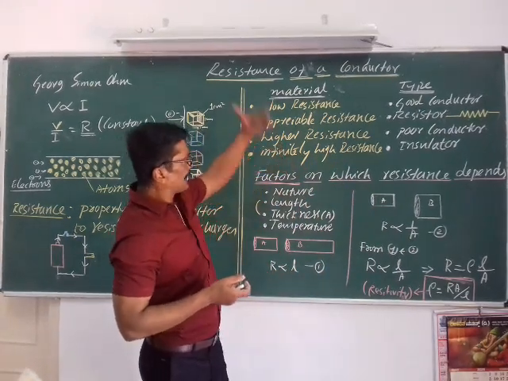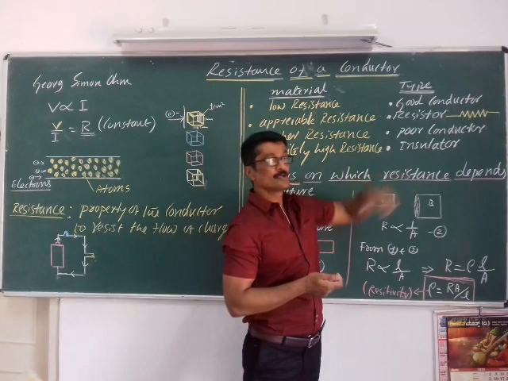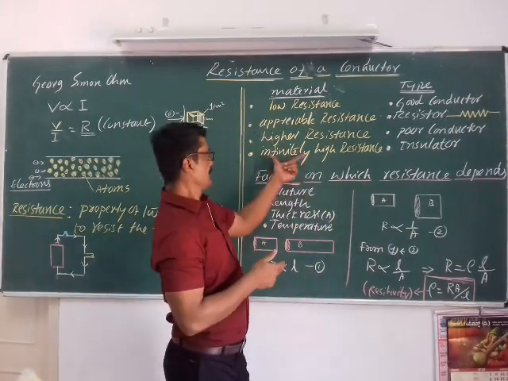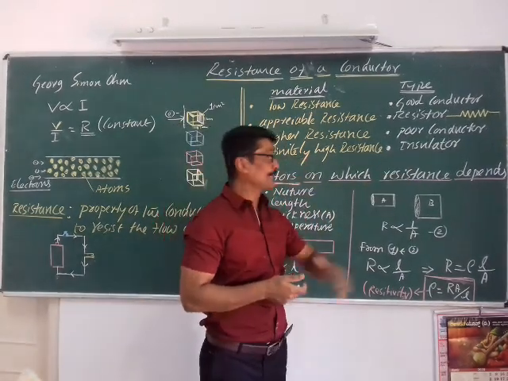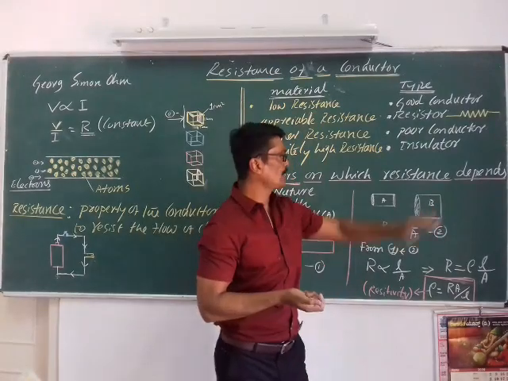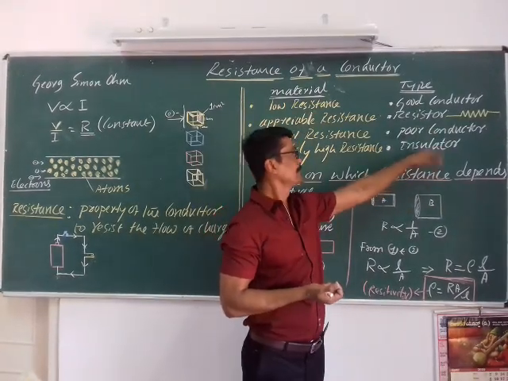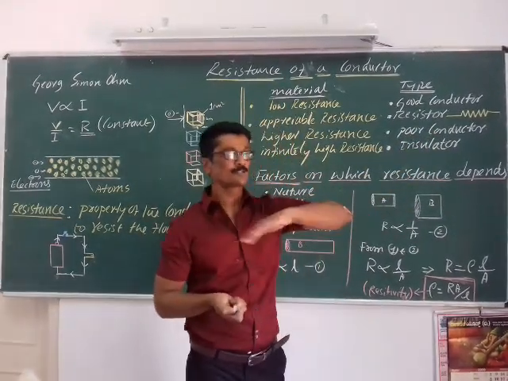and these road humps slow down the movement of vehicles. Material with even higher resistance, they are poor conductors, and if it is infinitely high, they are insulators. They do not allow the charges to flow. Here they allow the charges but not so easily.